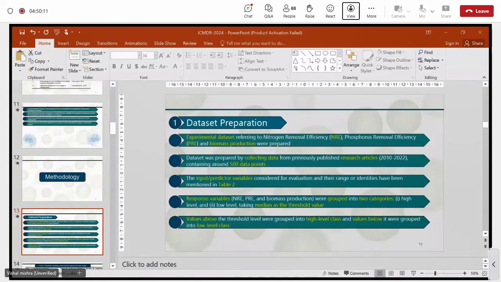Now the response variables, like NRE, that is the nitrogen removal efficiency, phosphate removal efficiency, and biomass production, were grouped into two categories. High level means the higher values, and low level means the lower values, taking the median as the threshold value. The values above the threshold were grouped into the high level class, and the rest into the low level class. This is how we fabricated the entire experimental design.